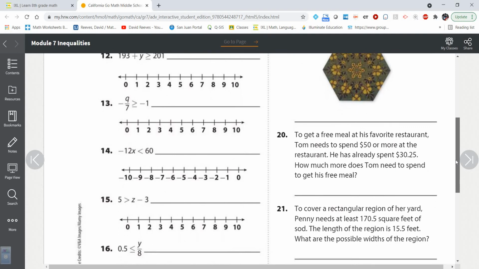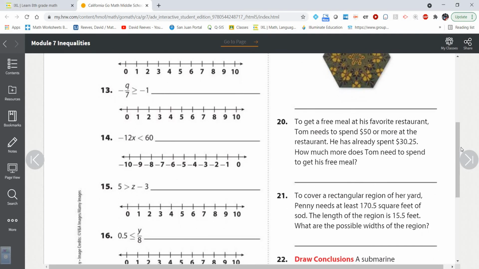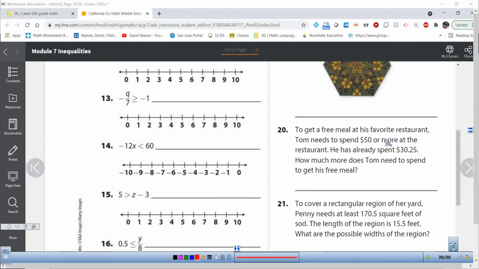All righty. To get a free meal at his favorite restaurant, Tom needs to spend $50 or more at the restaurant. He has already spent $30.25. How much more does he need to spend to get his free meal? $50 or more. What does that mean? If I spend less than $50, I'm not good, am I? If I spend 50, am I good? Sure, or more. So what is that going to be? Greater than or equal to 50.